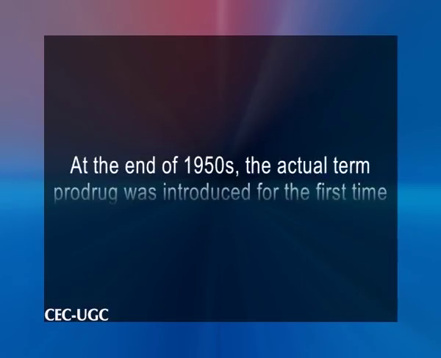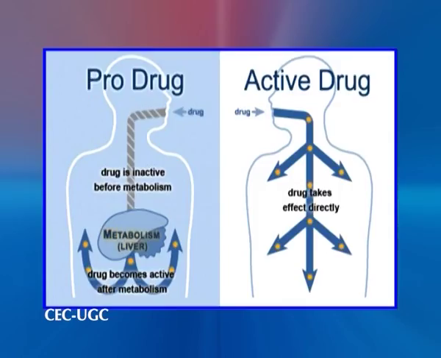So, to conclude with, the prodrug concept has been used to improve undesirable properties of drugs since the late 19th century. Although it was only at the end of 1950s that the actual term prodrug was introduced for the first time. Prodrugs are inactive but reversible derivatives of active drug molecules that must undergo an enzymatic and/or chemical transformation in vivo to release the active parent drug, which can then elicit its desired pharmacological effect in the body.